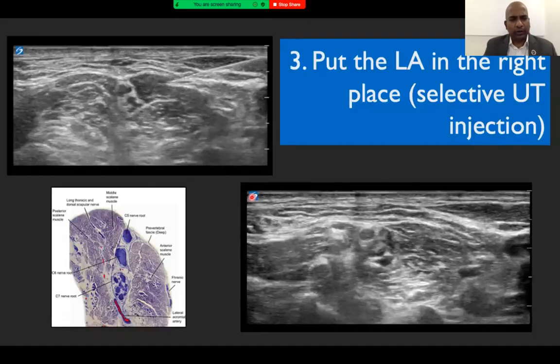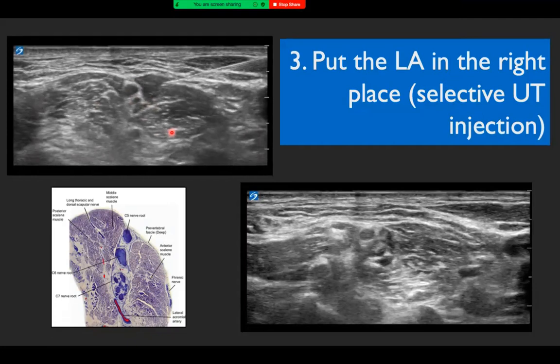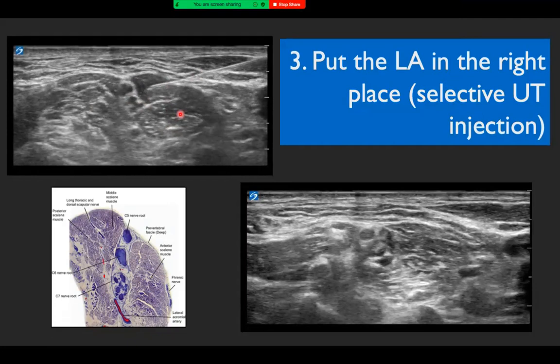Now, how to do that? If you look at this, this is the anterior scalene muscle, this is the middle scalene muscle, and this is C5 and this is C6 joined to form the upper trunk. The black ones are the fascicles and the white ones are the connective tissue. This is the middle trunk. And the needle is approaching from anterior medial to lateral. This is a 25 gauge pencil-point needle.